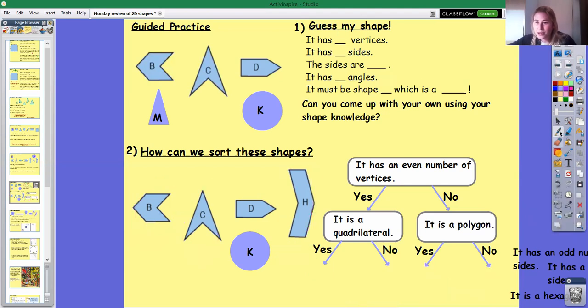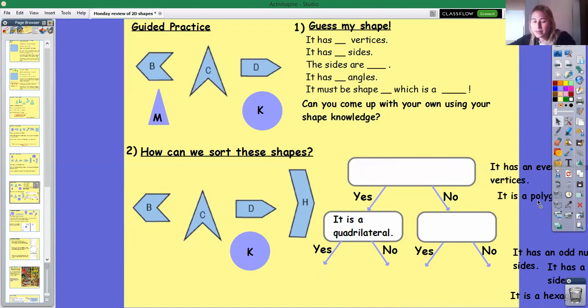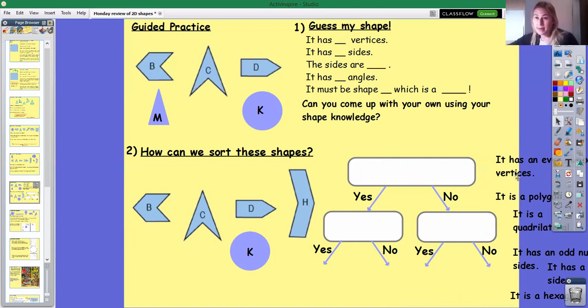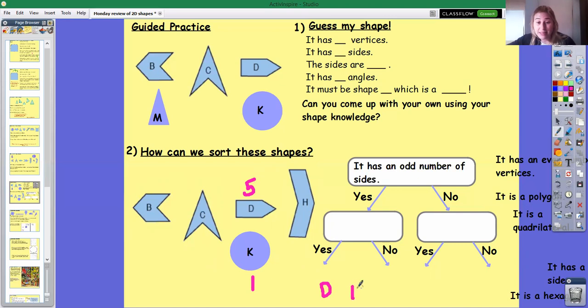Now, I just want to show you that actually it doesn't matter really what you put at the top. It doesn't have to be that statement. I said that I wanted to use odd and even to help me separate them. So rather than talking about even number of vertices, I could say it has an odd number of sides. And that, of course, will change the information that I have below. So if I have it has an odd number of sides, let me just put those back. I knew that D had 5 sides and K had 1 side. So now D and K would be on this side, wouldn't they? Whereas they were on the other side before.